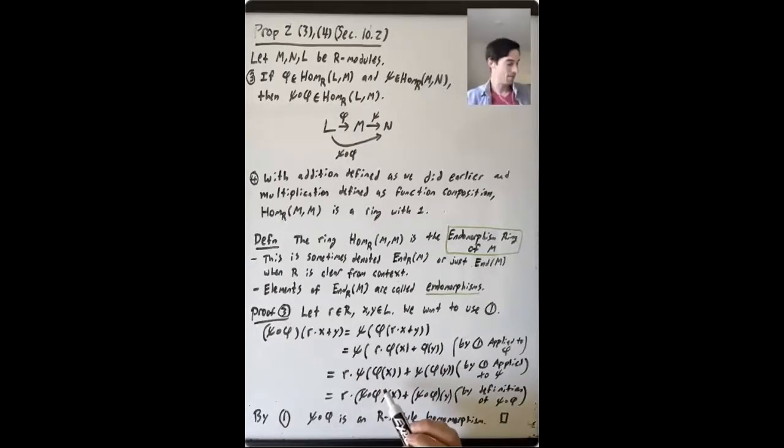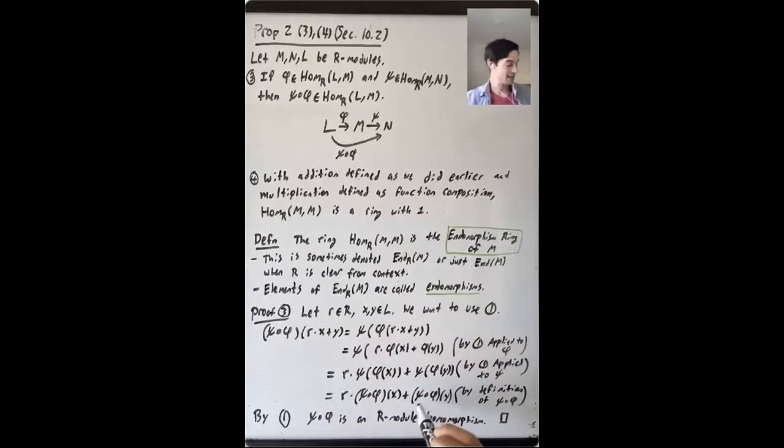Okay, but now we're just going to use the definition: psi of phi of something is psi following phi of that something. It is the composition here. So what we're getting is r dot psi following phi of x plus psi following phi of y. That's just using the definition of the composition. And look at that. We take psi following phi and apply it to r dot x plus y, and we get r dot psi following phi of x plus psi following phi of y.